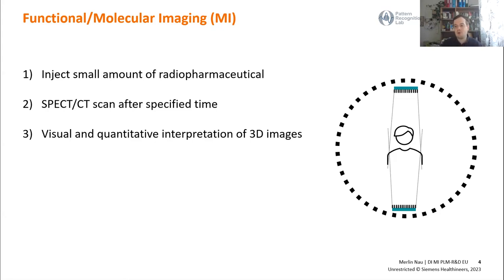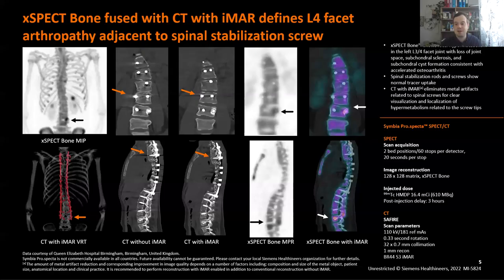And then once you have performed that scan, you also do a CT to do an attenuation correction, so you know how the photons are attenuated at different parts in the image. And then afterwards, you do a visual and quantitative interpretation of these 3D images, which is then, of course, left to the medical doctor.